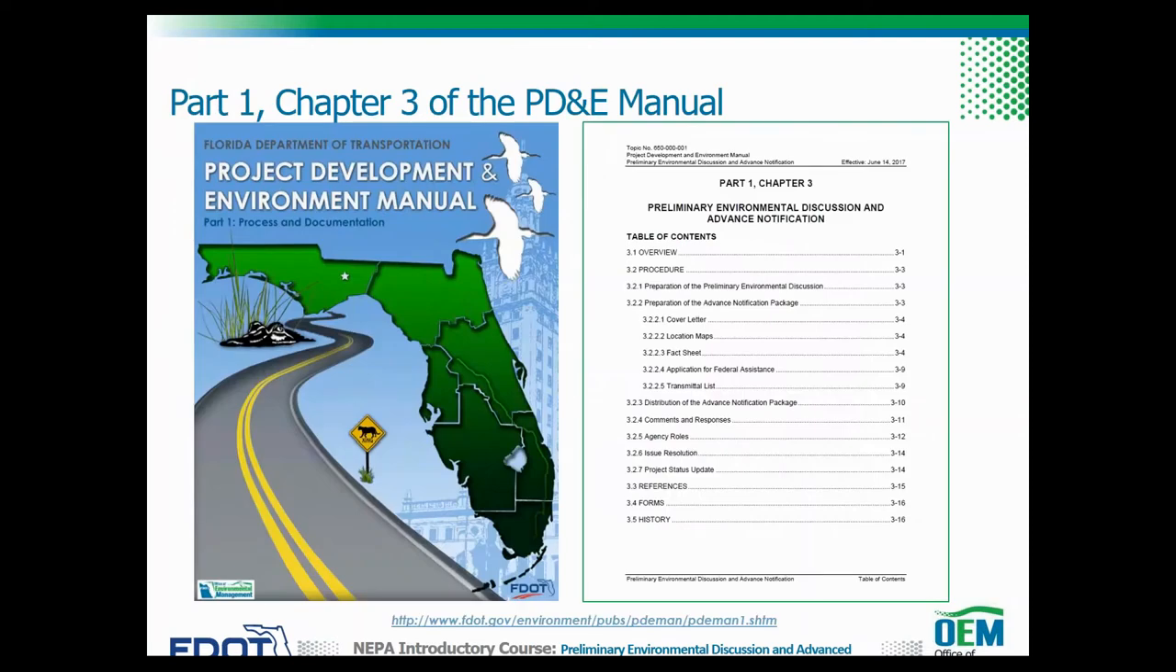Guidance on the preparation of the PED and the AN is provided in Part 1, Chapter 3 of the PD&E Manual. You may want to have this chapter handy as you go through these lessons. This chapter is available on FDOT's Office of Environmental Management, or OEM's, website using the link at the bottom of this slide. This link can also connect you to other chapters of the PD&E Manual that are referenced throughout this training.